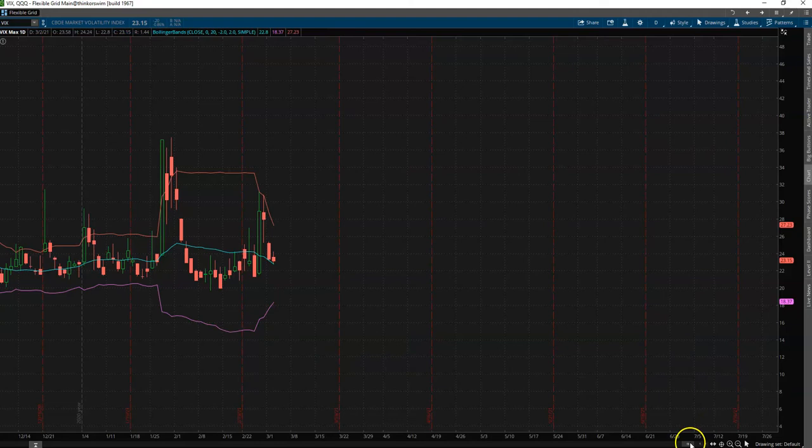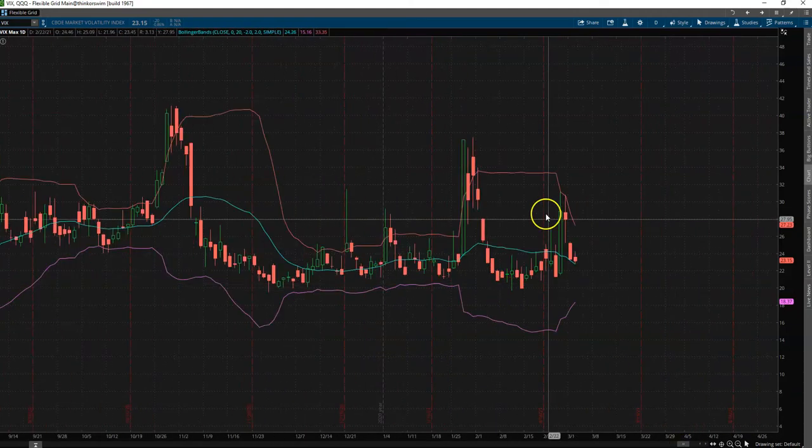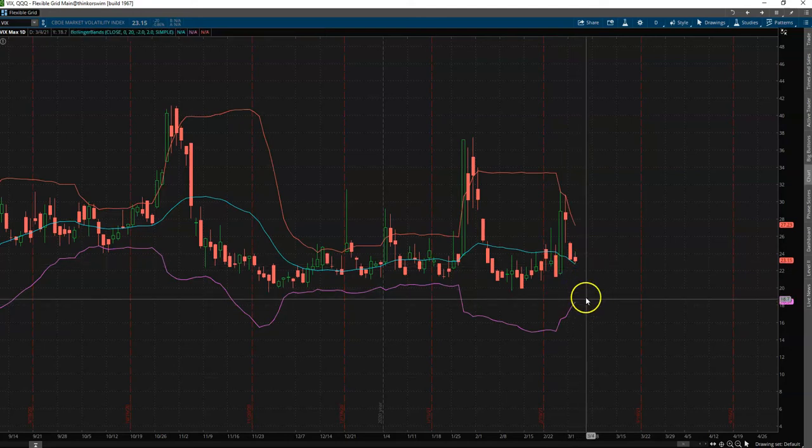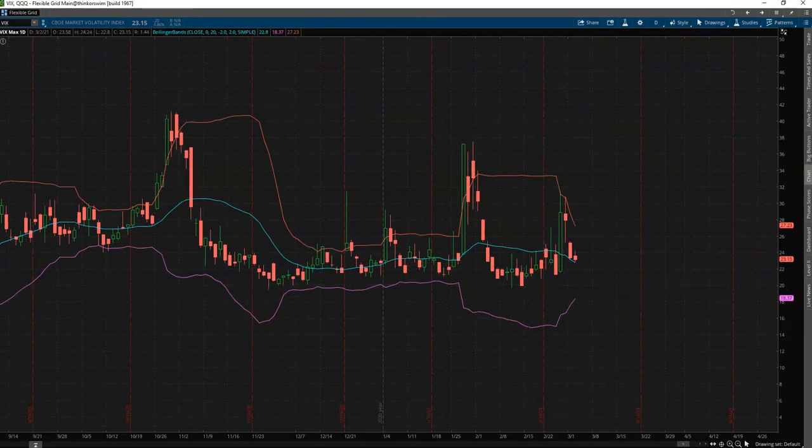And at this point, we have plenty of room lower. If we start breaking this middle Bollinger Band here, we do have room back down. So we got plenty of room to move higher on the markets.